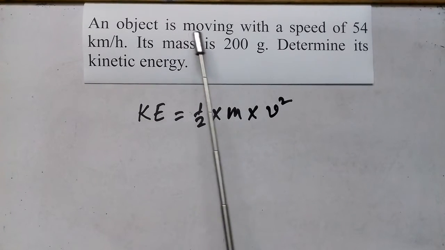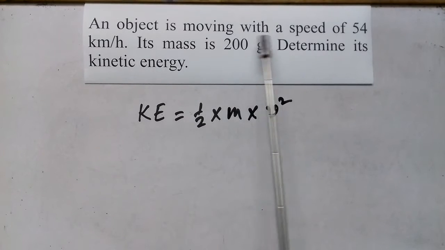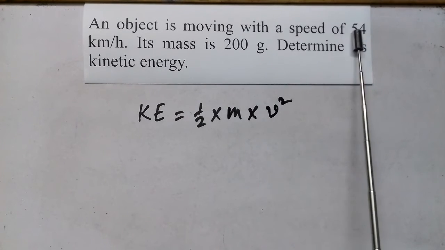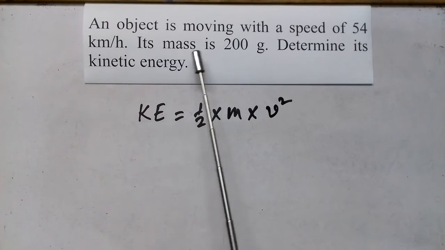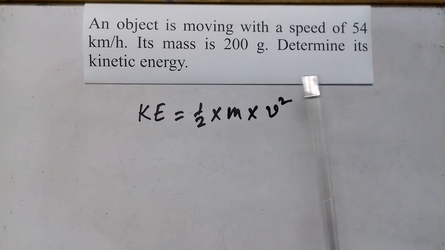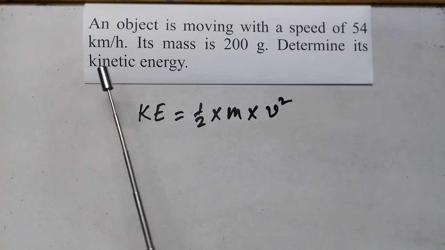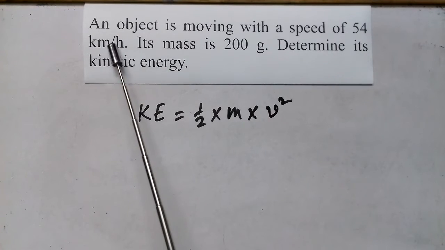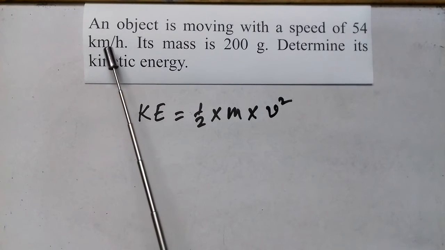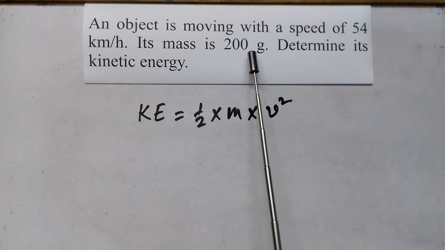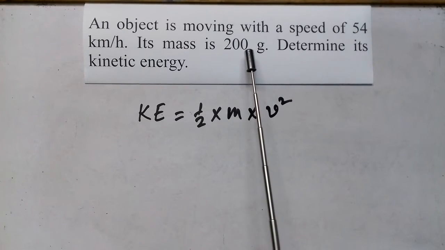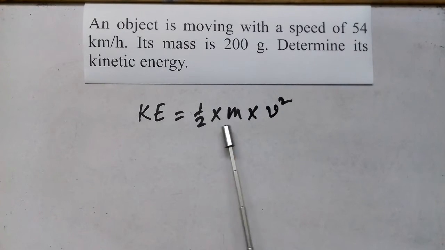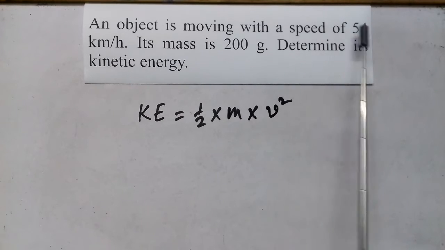In this problem, it is told that an object is moving with a speed of 54 km per hour. Its mass is 200 gram. Determine its kinetic energy. If you watch it attentively, you can see speed is given as kilometer per hour, but the SI unit is meter per second, so we have to convert. Mass is given in CGS system, 200 gram, we have to convert. So before putting the values here, we have to convert these two.